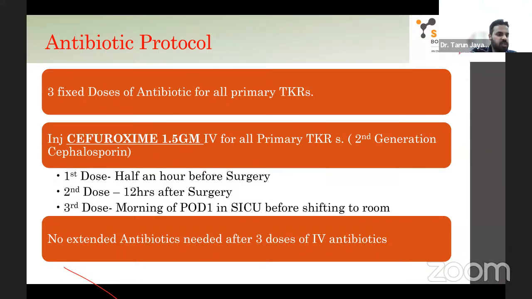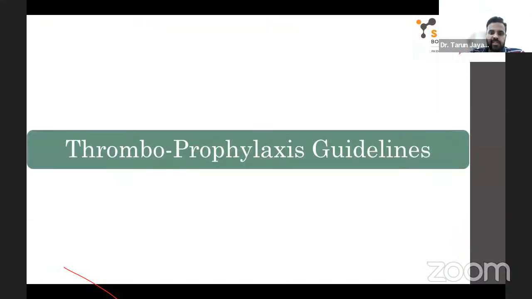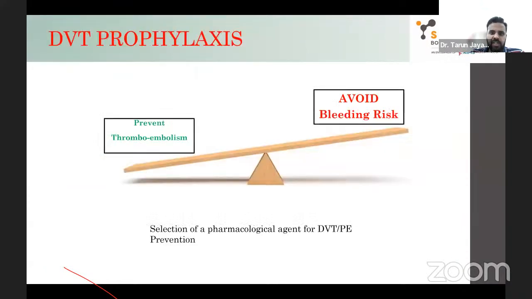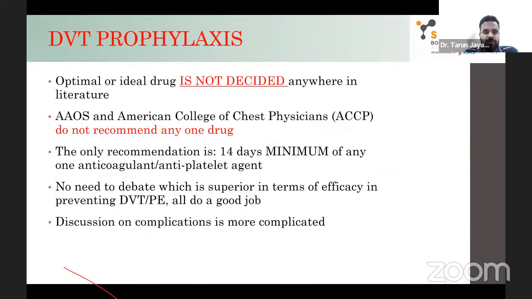And a point to be noted here again is that no extended antibiotics are used. We do not give a further dose of antibiotics even for diabetic patients, inflammatory arthritis patients, or any other patient undergoing primary TKR. The next guideline is prevention of DVT. DVT again is a balance that we all need to adjust. The idea is to prevent thromboembolism, while at the same time avoiding bleeding risk, which leads to wound complications.